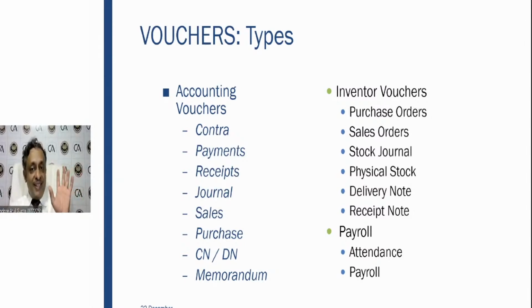Purchase orders, sales order, stock journals, physical stock transfer, delivery note and receipt note. So we'll take one by one. Purchase orders. We have taken lots of examples on purchase orders, that my inventory level goes below, hits reorder level. My system automatically generates a purchase order.